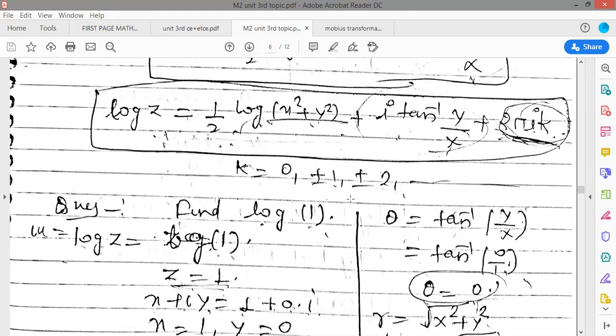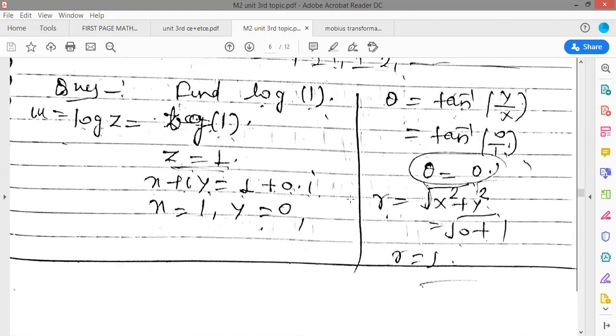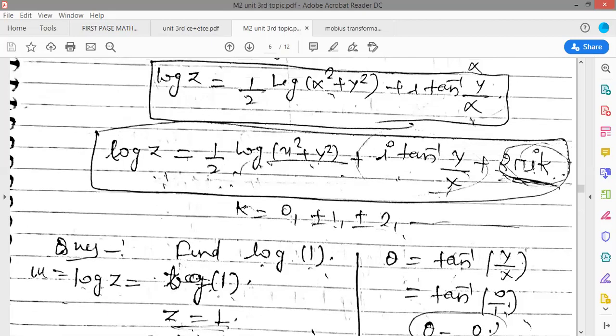Find log 1. So we have w is equal to log z, and given log 1. So just comparing both sides, log cancelled out, then you will get z is equal to 1. And we know that z is equal to x plus iota y. On comparing both sides, you will get x is equal to 1 and y is equal to 0. Now our formula needs x square plus y square and tan inverse y upon x. First find this one and second find this one.